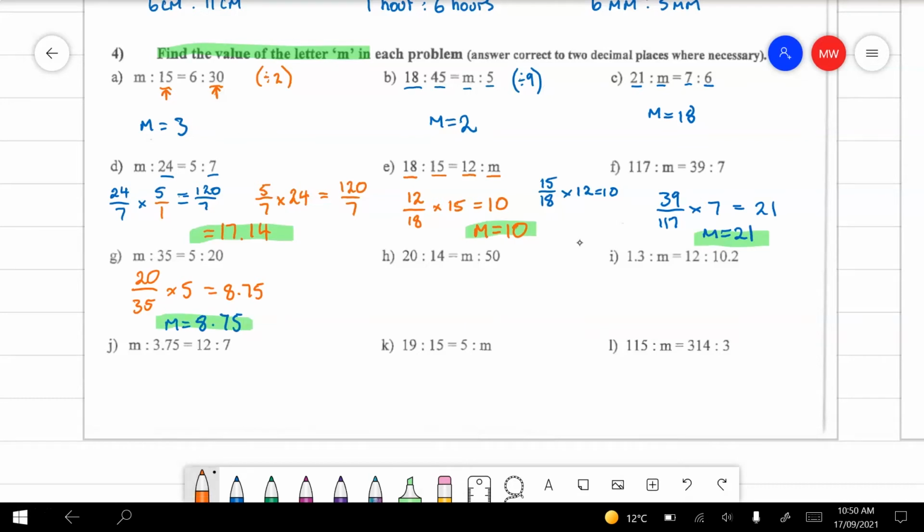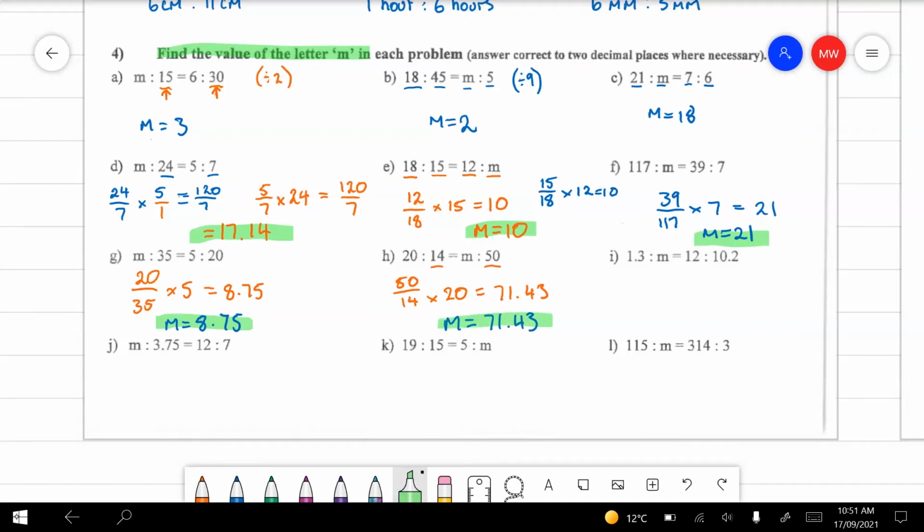Next one. How did I turn a 14 into a 50? I can see that I'm getting bigger in value, so I'm going to say 50 over 14, and I'm going to multiply that by 20 to give me the value of M, which is 71.43. So M is 71.43. So I hope I'm making this nice and clear.